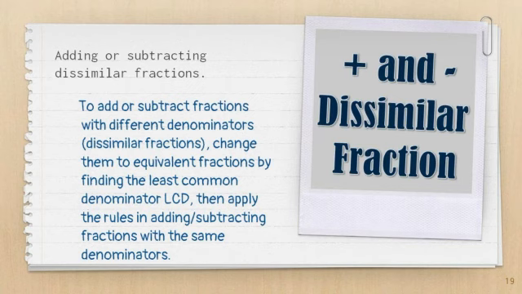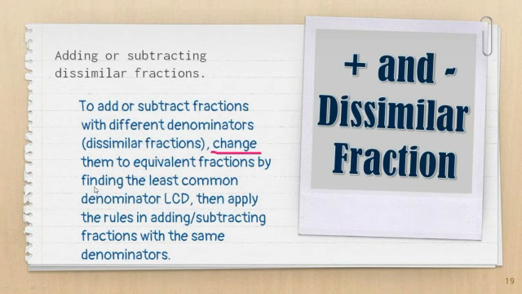So, paano naman pag dissimilar fraction? Ayan. Sabi natin kanina, ang dissimilar fraction, magkaiba yung denominator or yung number sa ilalim. So, for us to be able to add or subtract fractions with different denominators, change them to equivalent fraction by finding the least common denominator or yung tinatawag nating LCD. Then, apply the rules in adding or subtracting fractions with the same denominator.